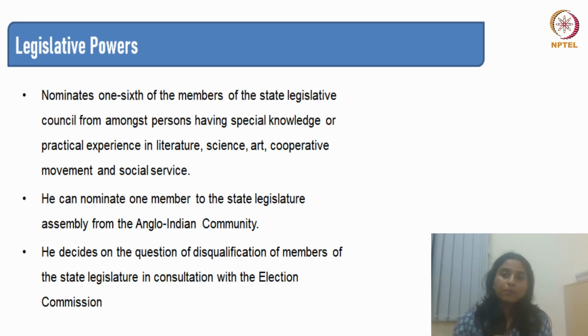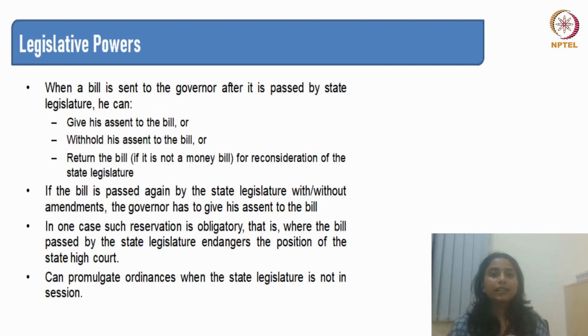A very important power that the governor has is with respect to the disqualification of members of the state legislature. The governor decides on the question of disqualification of a member from the state legislature in consultation with the election commission. So the next legislative power is with respect to passing of bills.